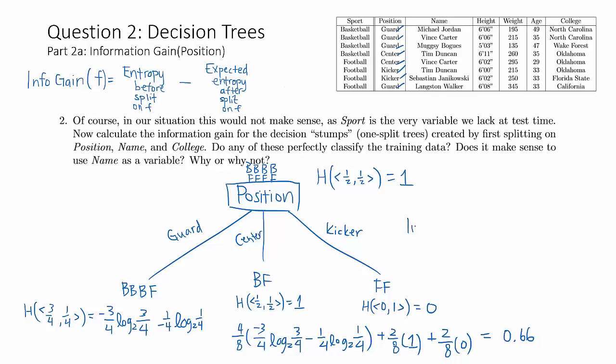And so the information gain of the position feature is equal to the entropy before the split, that's 1, minus the expected entropy after the split, that's 0.66, and so we end up with 0.34.